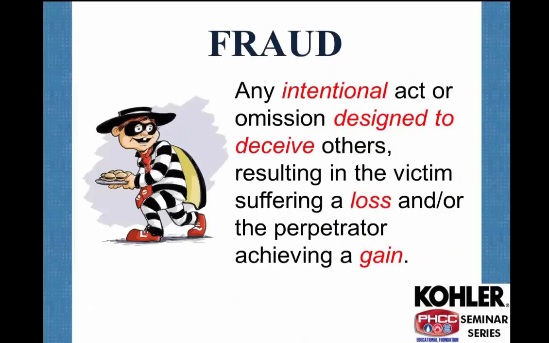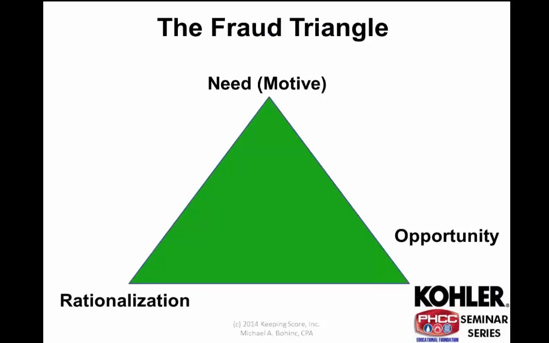Just as a reminder, it's an intentional act meant to deceive others and either results in a loss to the victim and/or the person committing the fraud achieving a gain. And there's three legs to what they call the fraud triangle. It's a three-legged stool, and if any one of these legs is missing, then you do not have fraud occurring. The three areas are: you have to have a motive or a need, you have to have a rationalization for committing the fraud, and there has to be an opportunity to commit the fraud.